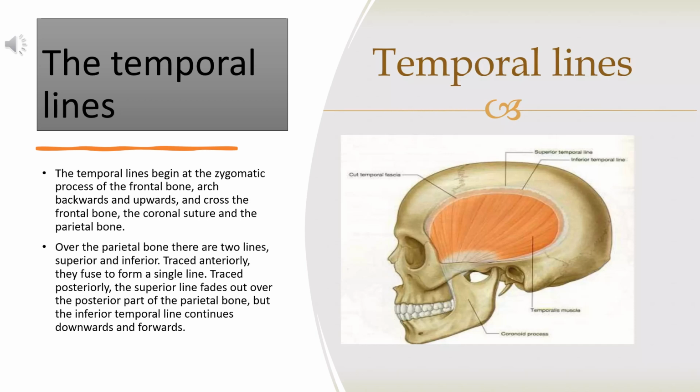They are traced anteriorly. They fuse to form a single line. Traced posteriorly, the superior line fades out over a posterior part of the parietal bone, but the inferior temporal line continues downwards and forwards.